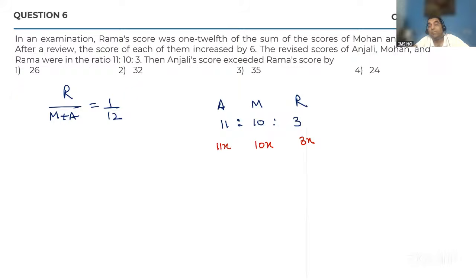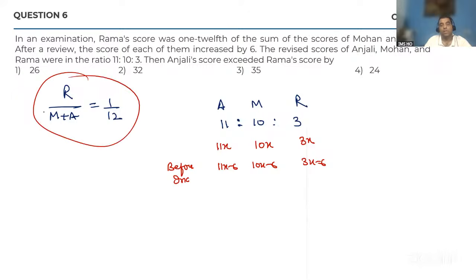Once I know 11x, 10x, and 3x are the present scores after it has increased by 6 in each, before the increase, can I say it will be 11x minus 6, this will be 10x minus 6, and this will be 3x minus 6? Simple answer, because 6 was added. And this is earlier, before that review. And they've already mentioned that before the review, initially, the ratio is given.